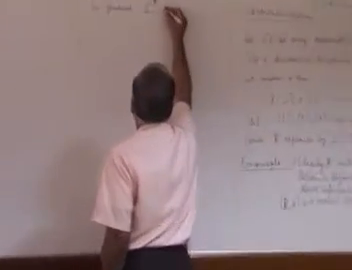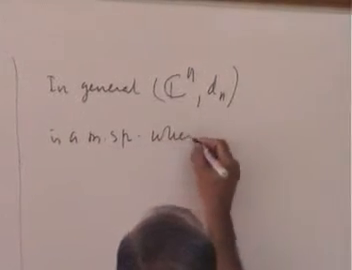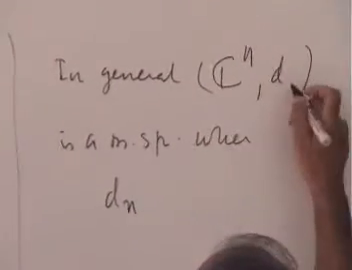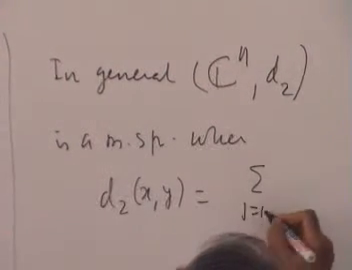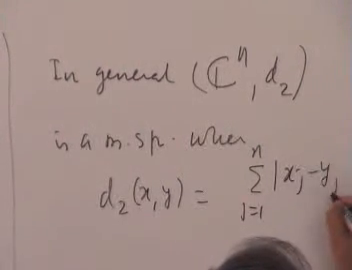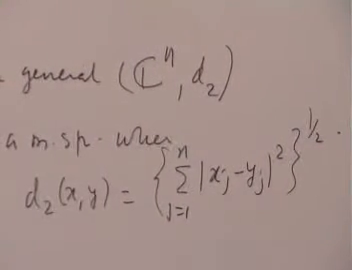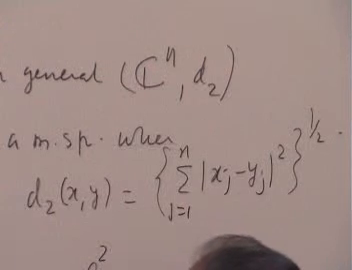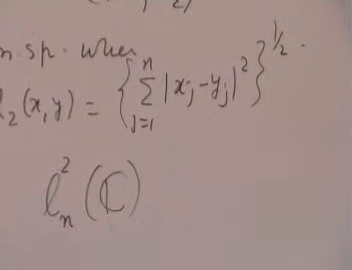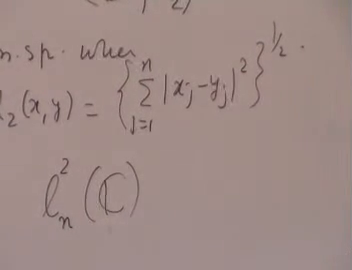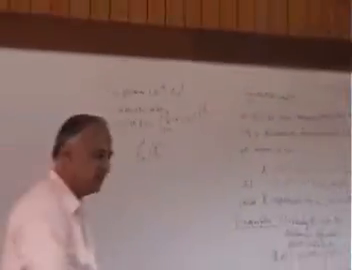So in general, Cn with d2 is a metric space where d2(x,y) now is the summation j equal to 1 to n of mod xj minus yj, squared, to the power of half. And so now we will denote this by L2n with C to say that there are complex components. Here I will write R to say that these are real numbers. Well, it's a vector space. All that together, it is called this.